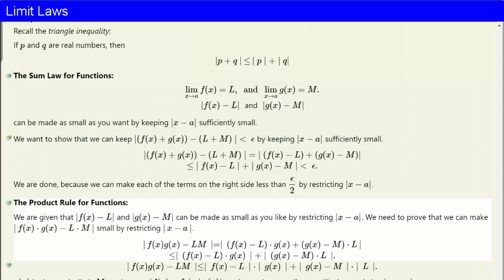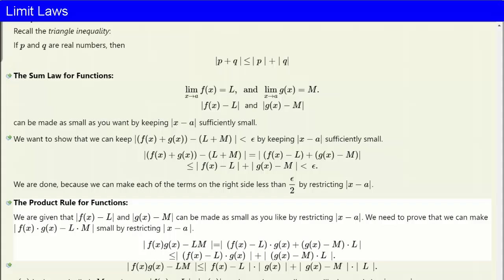For the product rule, we are given as usual that the absolute value of f of x minus L and the absolute value of g of x minus m can be made as small as you like by restricting the absolute value of x minus a. But now you need to convince me that you can make the product f of x g of x minus L times m small by restricting x minus a. And all of these expressions have absolute values. So the trick is this.